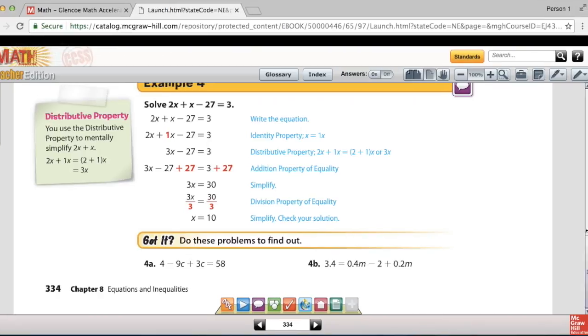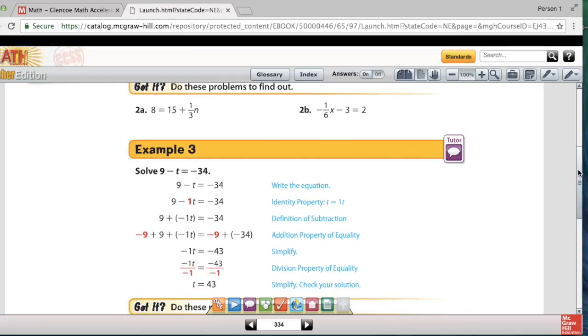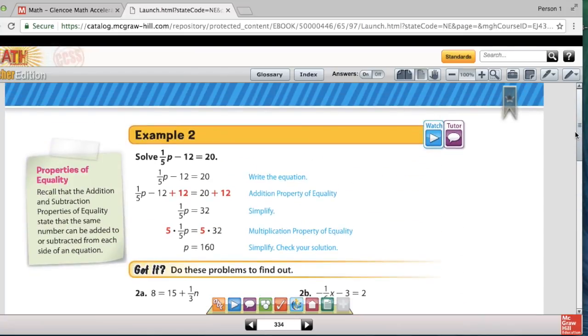In the next example here, at the top of page 334, we have another type of two-step equation, and this one has a coefficient of 1/5, and we're going to have to multiply to isolate the variable. So again, two-step equations have 2 steps. The first step is, well, most of the time going to be to add or subtract a number. In this case, we're adding 12 because it's minus 12. And to undo that, we use the inverse operation, which is addition.